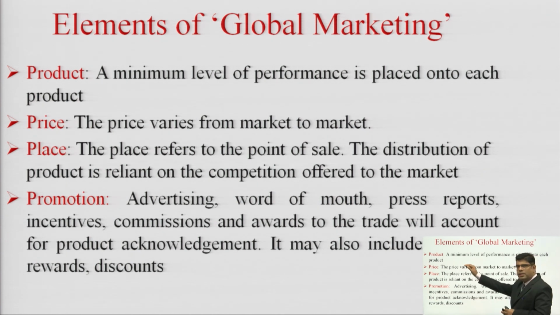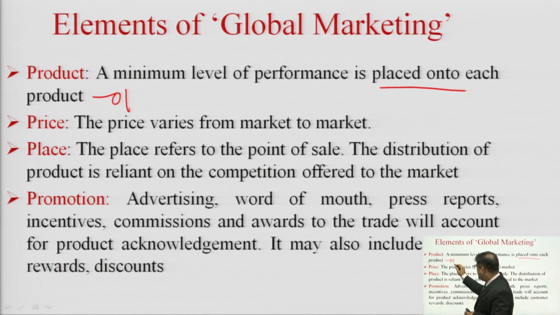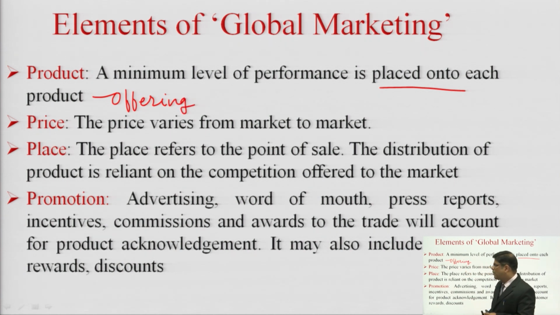So, product is about the minimum level of performance, and this is placed onto each product, and it is about the offering which is offered to the consumer on a worldwide scale. So, we have the example of Coca-Cola. Now, Coca-Cola is offering its variants to the worldwide markets. So, there is a Diet Coke, and then there is a normal Coca-Cola which is being offered, and the Diet Coke is used by the consumers who are diabetic or having sugar issues. So, such is the product.